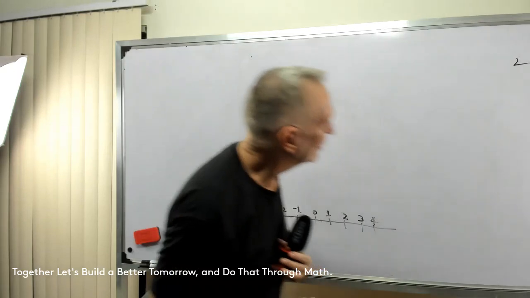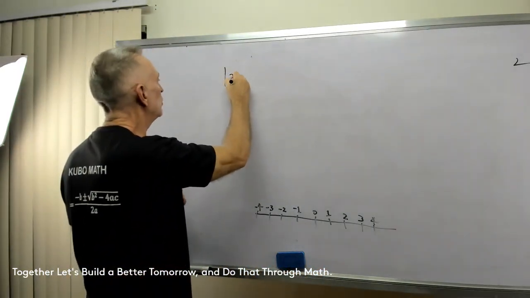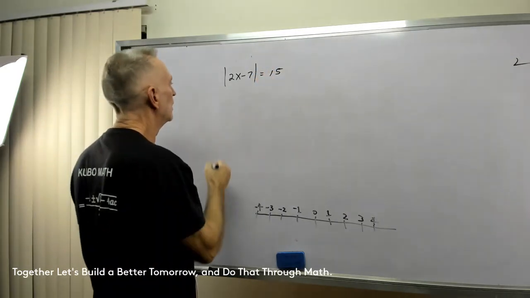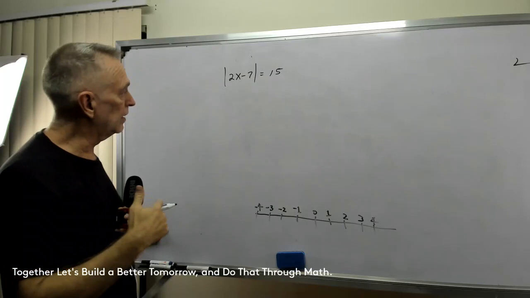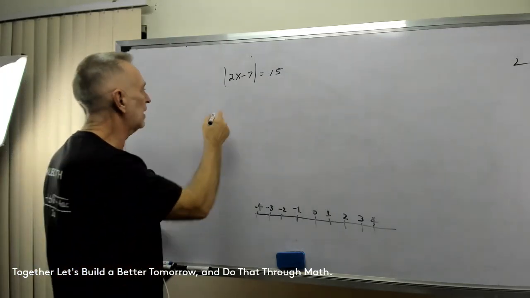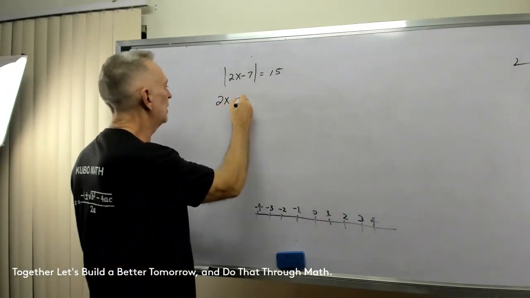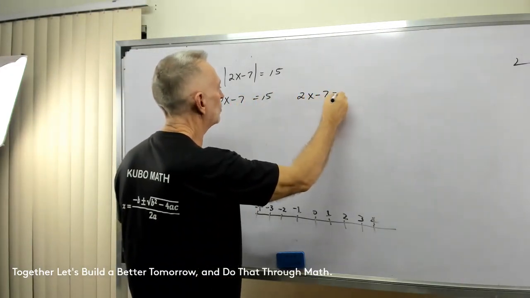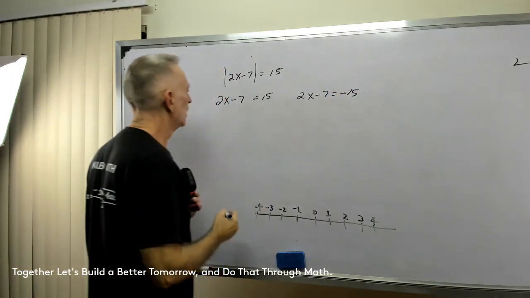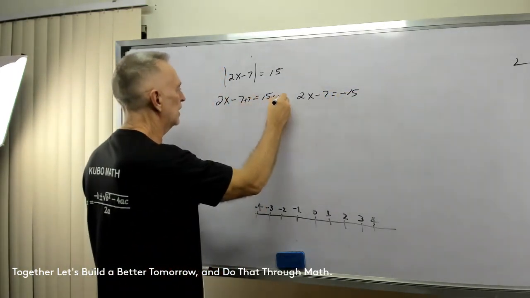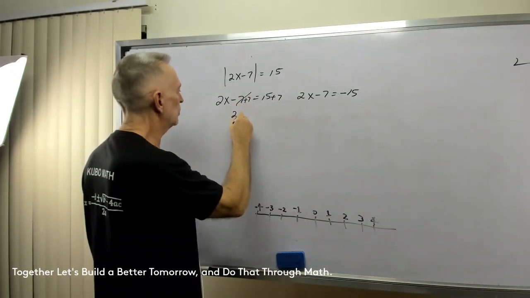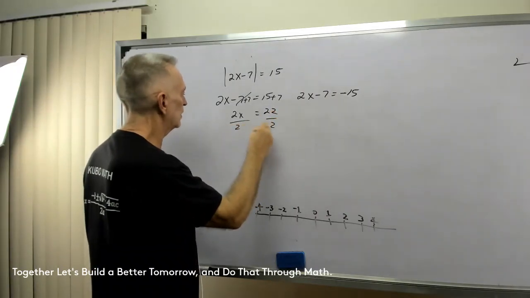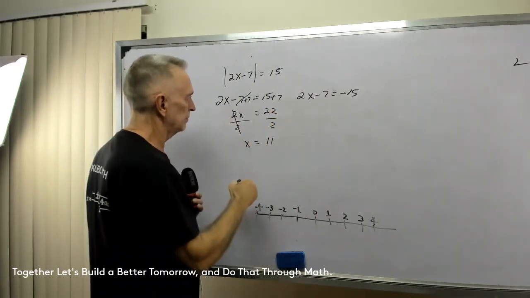Let's see, the absolute value of 2x minus 7 equals 15. Okay, so per the problem we just worked, this one is exactly like it. We could say 2x minus 7 equals 15, and 2x minus 7 equals a negative 15. So I'm going to add 7 to both sides. So these 7's cancel. 2x equals 15 plus 7 is 22. Divide both sides by 2, x equals 11.